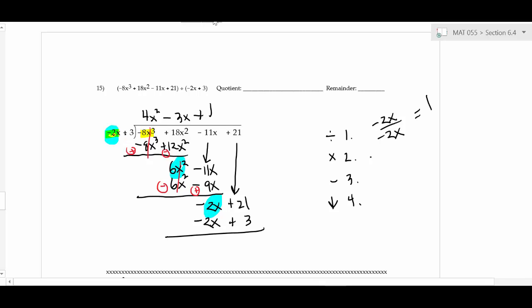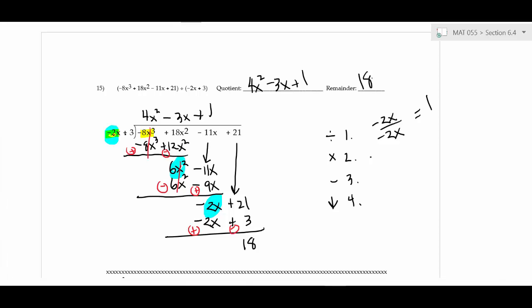Now you're ready to subtract and get your remainder. So I'm going to change the signs and add. So what remainder did you get? Hopefully 18, because 21 minus 3 is 18. So that means the quotient would be 4x squared minus 3x plus 1 with a remainder of 18. Like that. Okay? Go ahead.